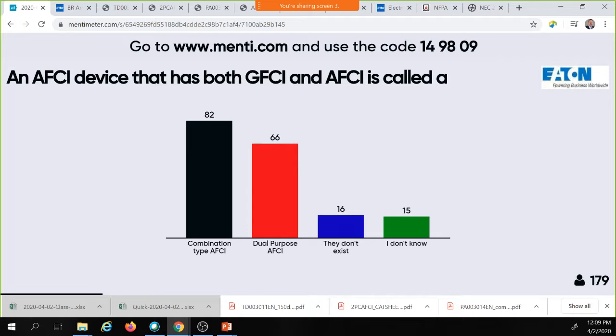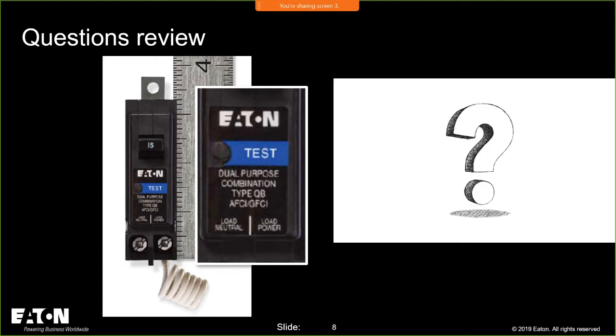I wasn't around when they came up with that, and if I was, I probably wouldn't have been able to change their minds. But we're going to talk about what a combination type AFCI is and why it's called that, but that is not a good terminology. Here's the faceplate of one of those devices.